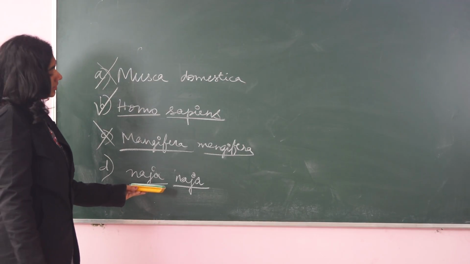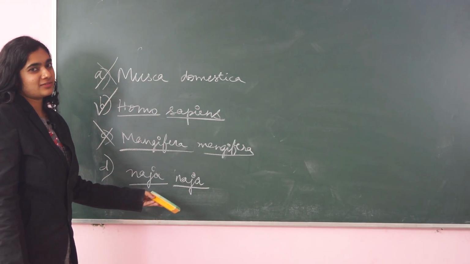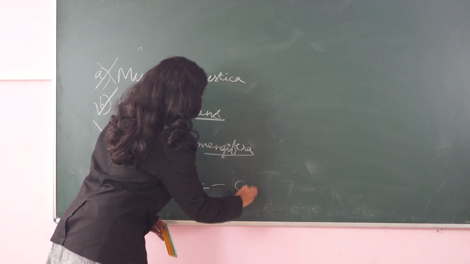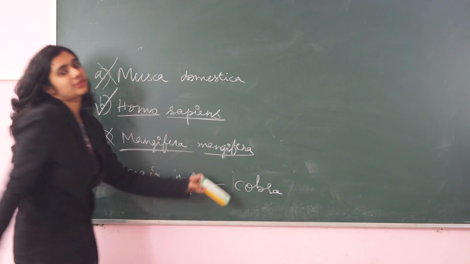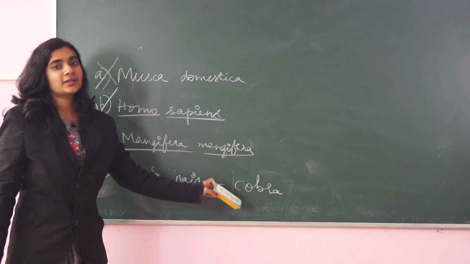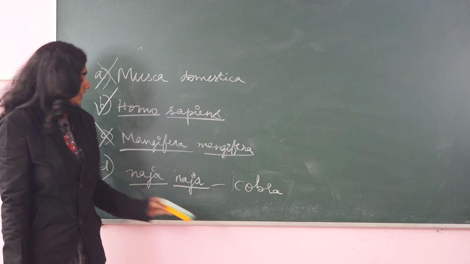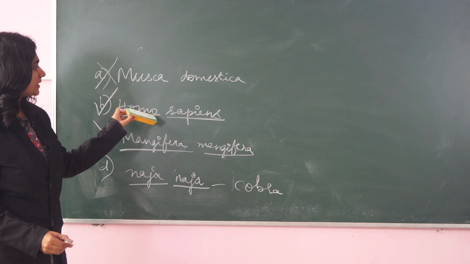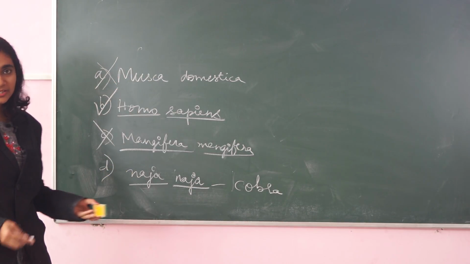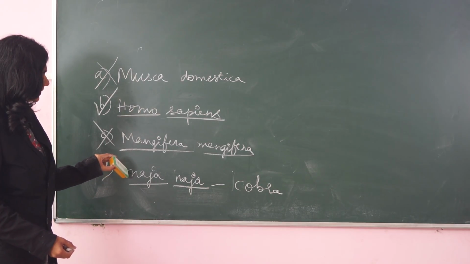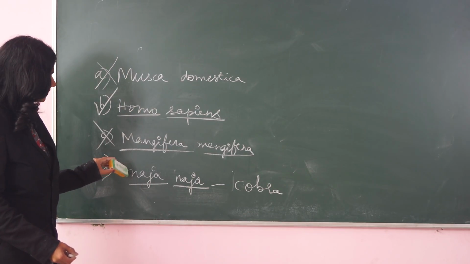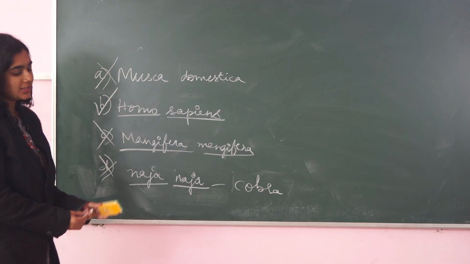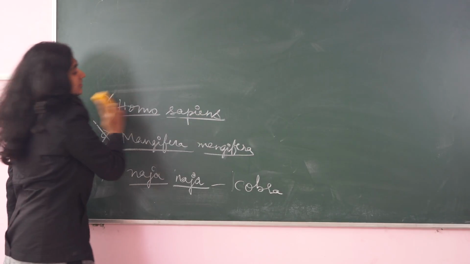Coming to the last one, Naja naja. Now this is easy enough, I suppose. By the way, Naja naja is the cobra. Not the king cobra, just the commonly found brown cobra that we see. So what's wrong with this one? As I have explained, you may have already pointed it out. The Naja begins with a small n. The generic epithet is beginning with a small letter, which is why this is also the wrong answer. Okay, now to the next question.